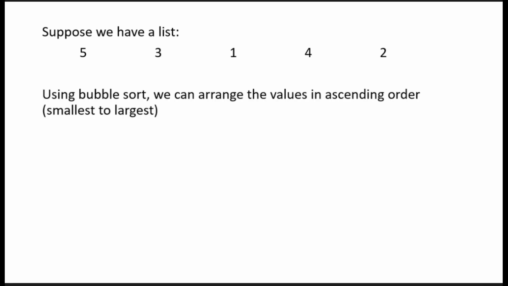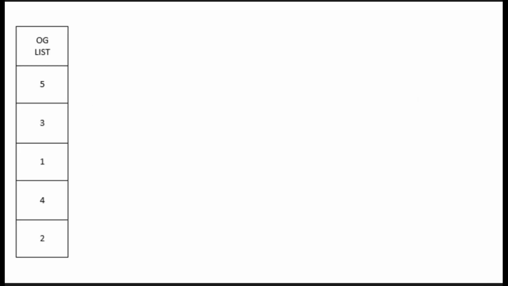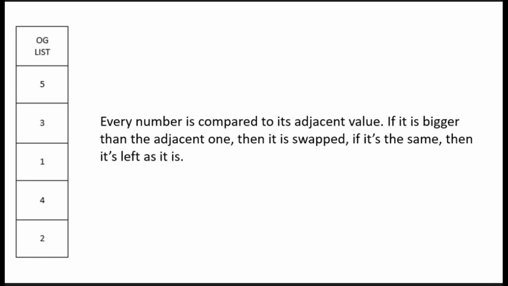So here's our list: 5, 3, 1, 4, and 2. Using bubble sort, we can arrange the values in ascending order, so we're going to go from smallest to largest, meaning 1 to 5. Every number is going to be compared to the number below it, and we're going to see if it's in the correct order. If it's not, then we're going to swap it.